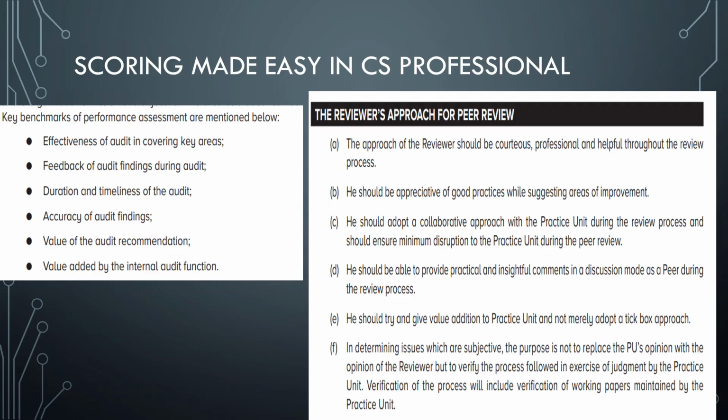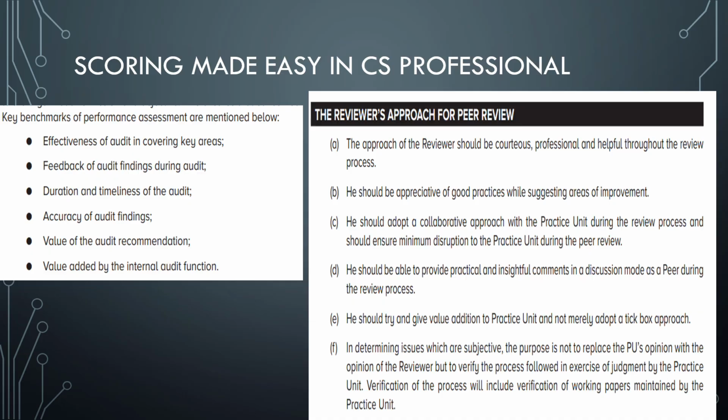So the first one is: briefly elaborate the key benchmarks of performance assessment that an internal auditor should factor. First is effectiveness of audit in covering key areas, and feedback of audit findings during the audit, and duration and timeliness of the audit, and accuracy of the findings, and value of the audit recommendation, and value added by the internal audit function. So the shortcut is FADE, that is FADE.